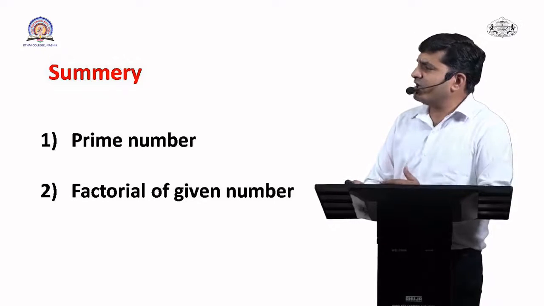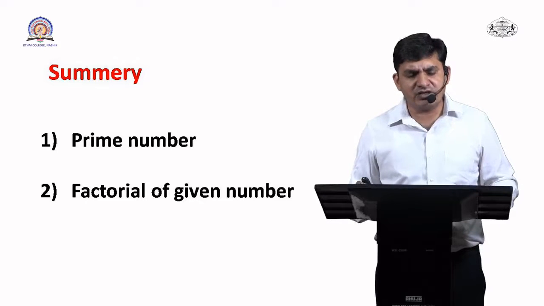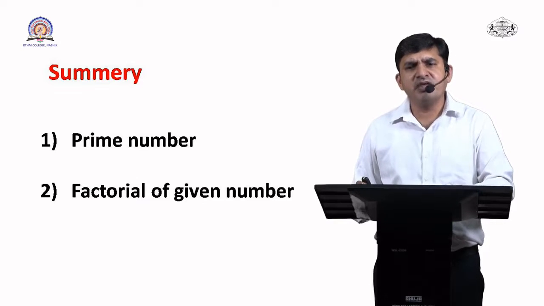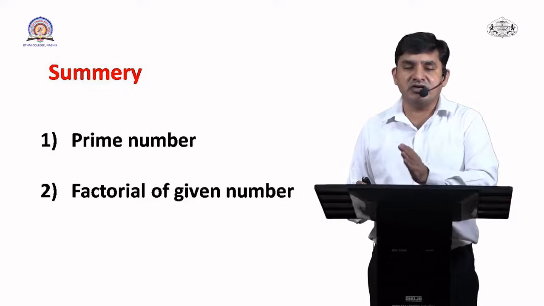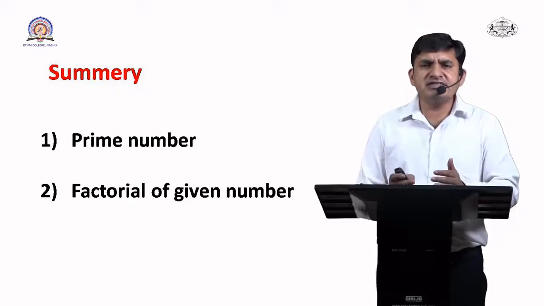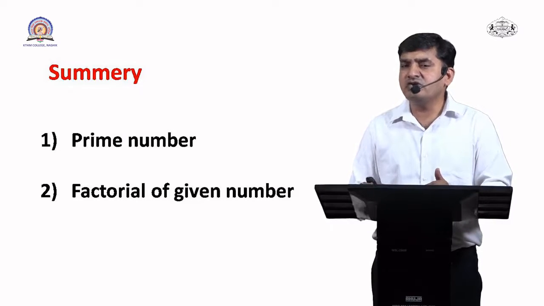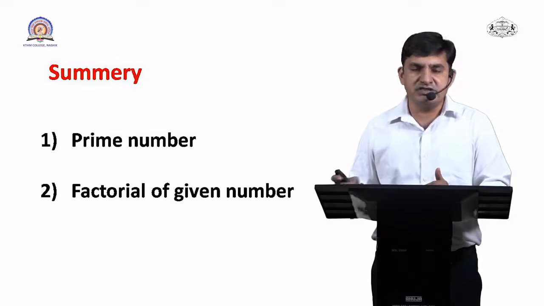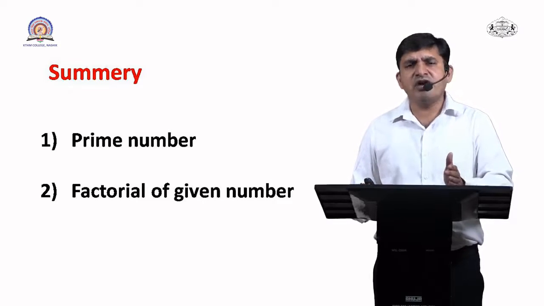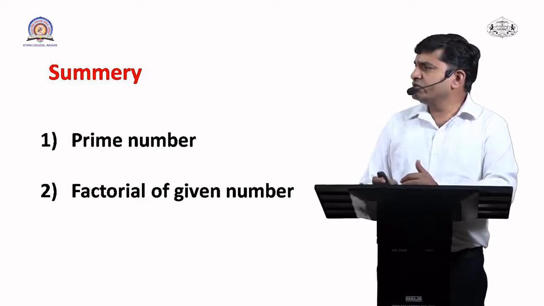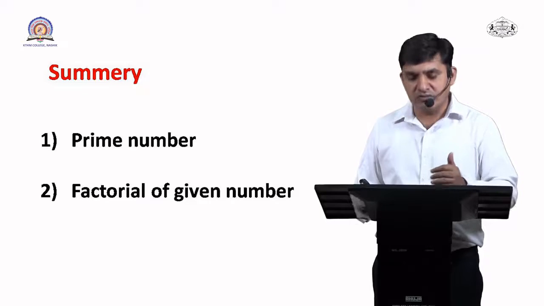The second program is the program to find the factorial of a given number. Factorial of a given number is simply the product of the numbers less than that number, down to 1, except 0 and negative integers. So if we have to find the factorial of 5, then 5 factorial is equal to 5 into 4 into 3 into 2 into 1.